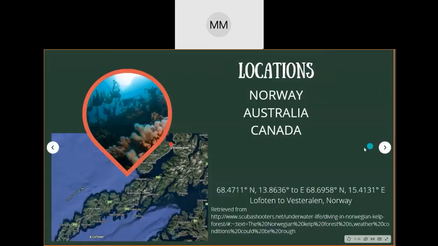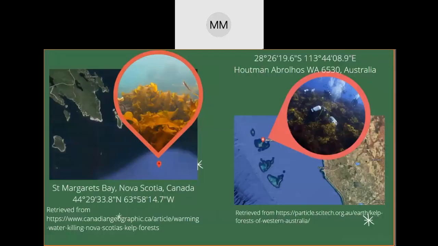Next slide. The next location is at Norway, Australia and Canada. The map is referred to Lofoten to Vesterålen at Norway. The next location is St Margaret Bay at Nova Scotia, Canada. Next slide.